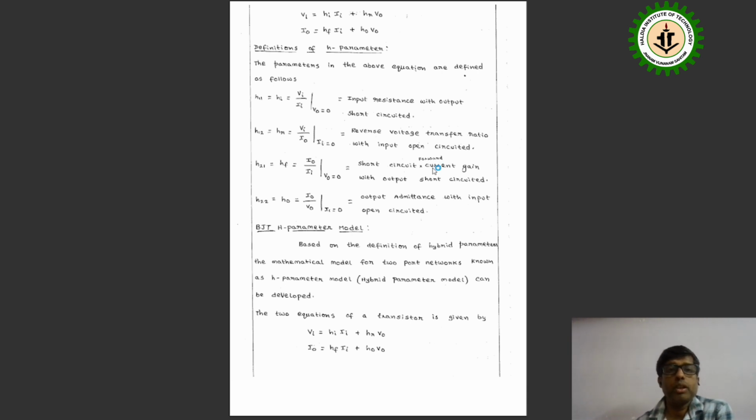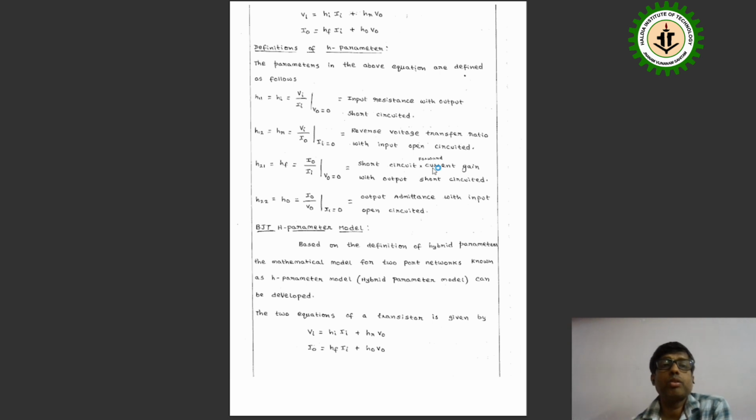First, what will be H11, or HI, the input impedance? This will be V1 by I1 when, in equation 1, we put V naught equals 0. V naught equals 0 means the output is short circuited. So we get the input resistance H11 or HI when the output is short circuited.